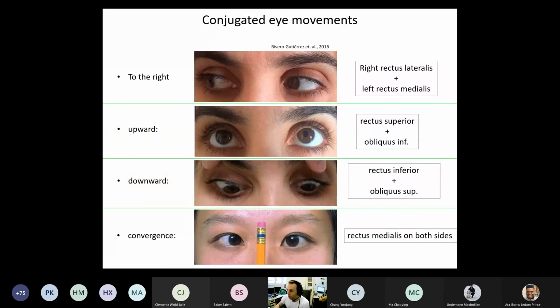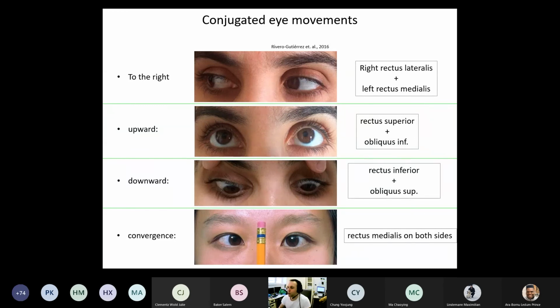So you have the conjugated eye movements. With the conjugated eye movements to the right, to the left, so in the horizontal direction, you can easily skip the oblique muscles and the superior and the inferior rectus muscle. You can stick to rectus lateralis, rectus medialis. That's enough to produce the looking to the left, looking to the right, so all these horizontal movements.